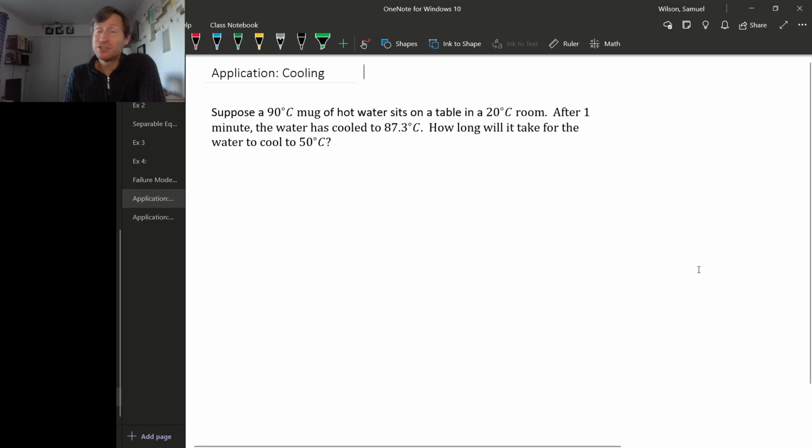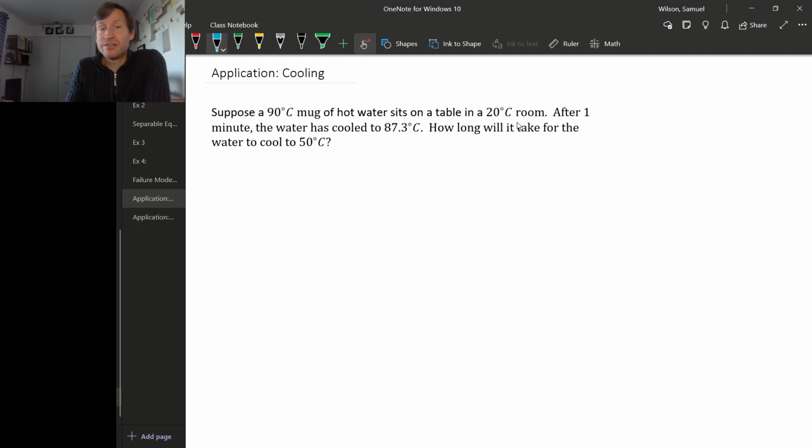Now that we have a trick for actually solving a differential equation, let's see if we can use it. Suppose that we have a mug of hot water that's 90 degrees Celsius, sitting on a table in a 20 degrees Celsius room. After 1 minute, the water has cooled to 87.3 degrees Celsius. How long would it take for the water to cool all the way down to 50 degrees?